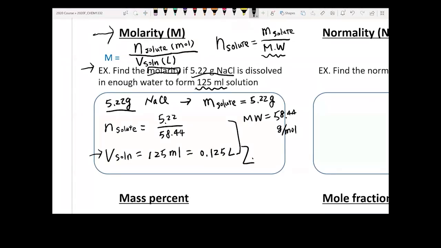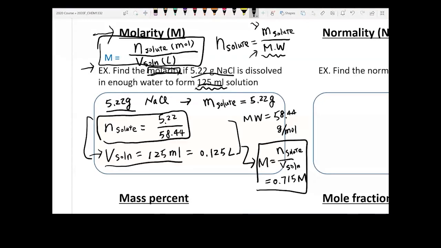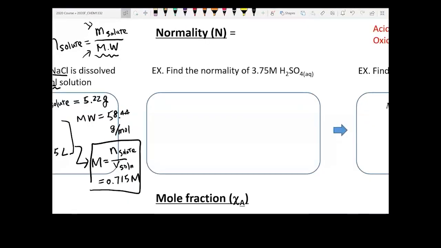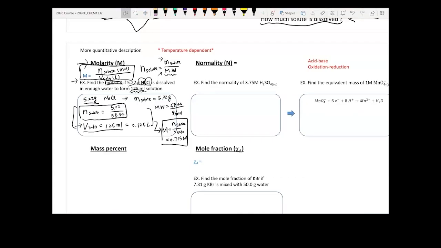From these two, you can calculate your molarity, which equals the number of moles of your solute divided by the volume of your solution. This will give you 0.715 M. Another thing that you will need to know is how to calculate normality. The calculation is very simple. It's just your molarity multiplied by the number of equivalents.